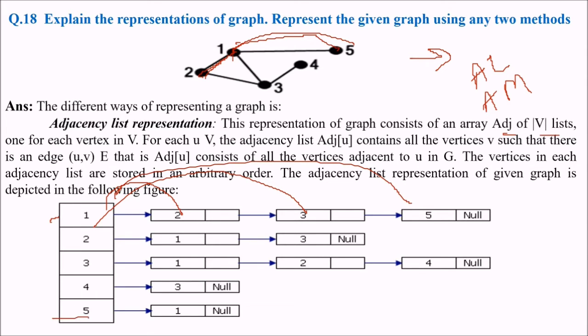Let us take one more. 5th one. 5 is connected to only 1. No other. So we take 5, 1 and then null. Okay. This is how you form an adjacency list.